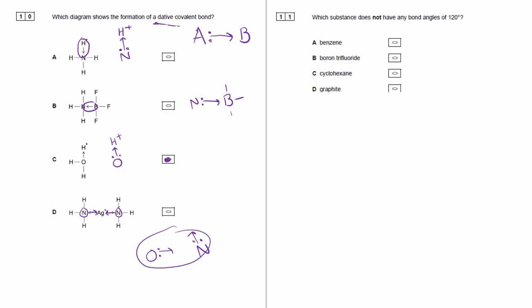Question 11. Which substance does not have any bond angles of 120 degrees? So remember, if it's got a bond angle of 120 degrees, it's going to have 3 bonding pairs and no lone pairs. So option A, you've got benzene. Each carbon forms 3 bonds. The spare electron becomes delocalized, so it's got 3 bonding pairs. The bond angles in benzene are 120 degrees.